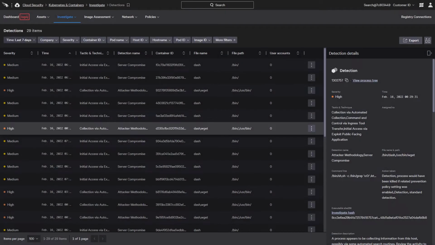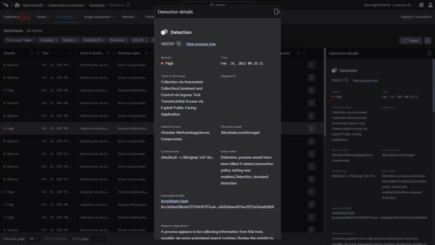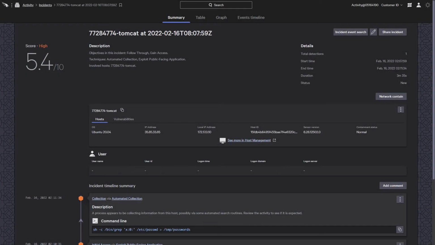In addition to discovery, CrowdStrike's industry-leading endpoint security solution also protects containers and workloads against malware and sophisticated threats. With the Falcon Agent and runtime protection, workloads are secured without sacrificing performance.